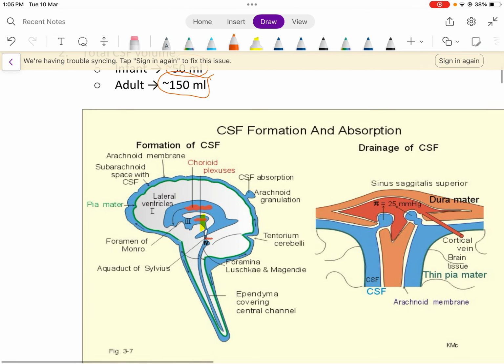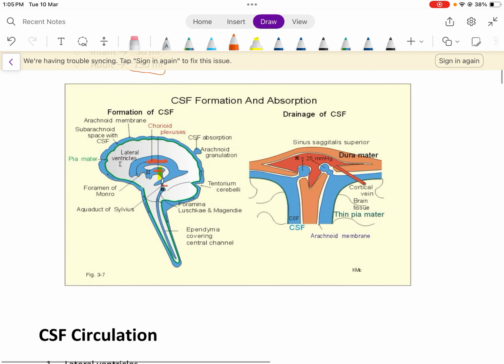Okay. Now we'll learn about the CSF. We have just read about the CSF formation and absorption. So these are a few things that you need to know. We have the lateral ventricles, we have the anterior horn, the posterior horn, the inferior horn, we have the third ventricle, then we have the foramen of Monro, connecting both. Then we have the aqueduct of Sylvius, the fourth ventricle, and then we have the foramen of Luschka and Magendie.